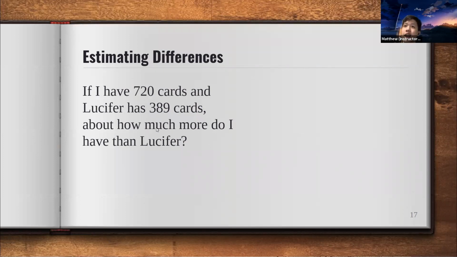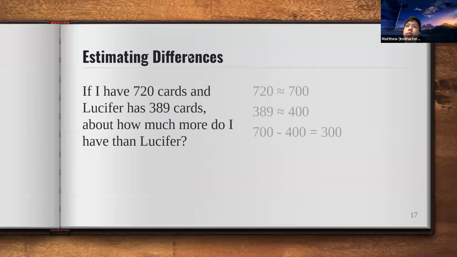Well, you can manually subtract that out, or many mathematicians would just be lazy and do something like this for rounding. 720 is about 700. 389 is about 400. So 700 minus 400 is about 300. So you have about 300 more cards than Lucifer. But to be exact, you have 331 more than Lucifer. But many mathematicians are too lazy to just count that out. So a lot of people just say you have about 300.